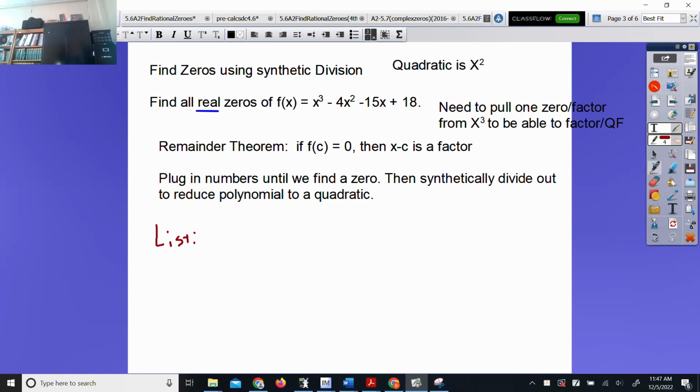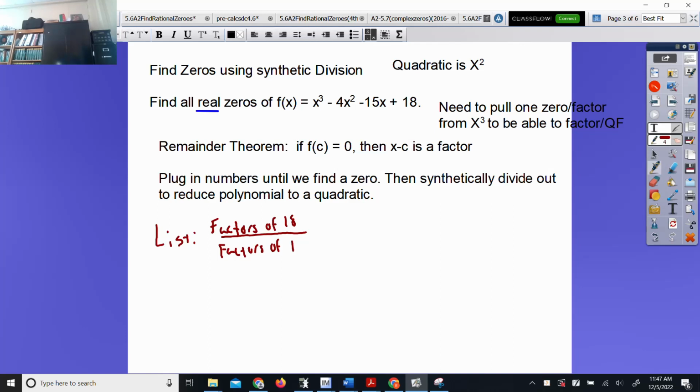Factors of what? We just did it twice. Factors of. I can't just pull numbers out of thin air. I need a list to look at. Factors of C over A. What's the constant? Factors of 18. Over factors of what? I think I heard 1.